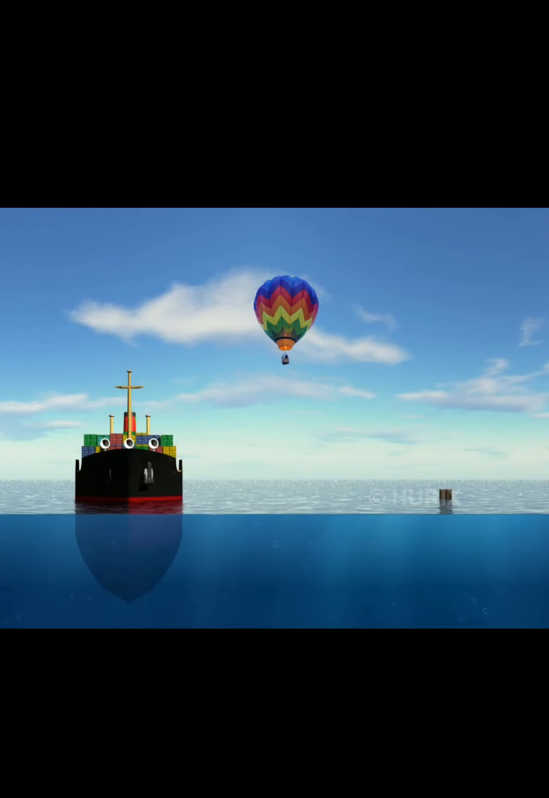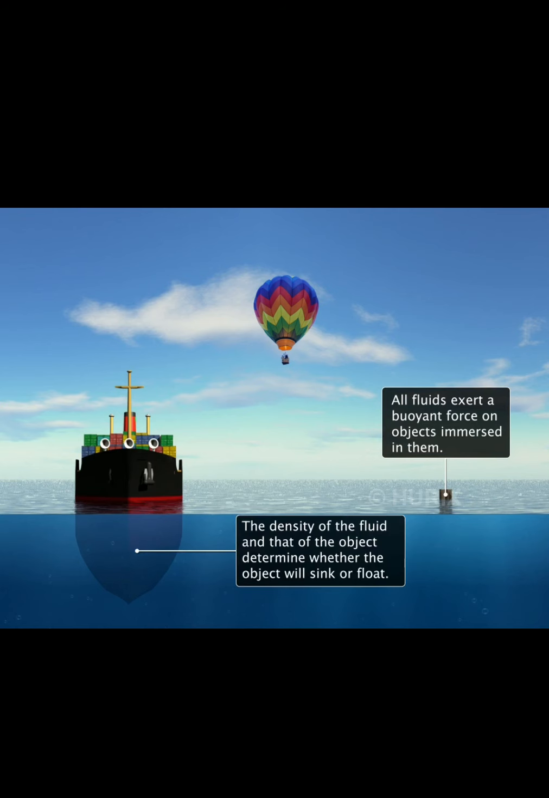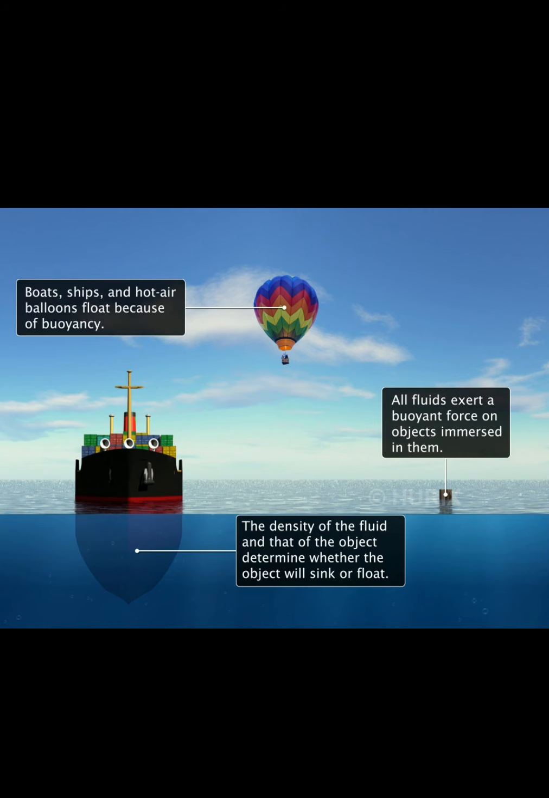So, we have learned that all fluids exert a buoyant force on objects immersed in them. The weight of the displaced fluid is equal to the weight of the object immersed in it. The density of the fluid and that of the object determine whether the object will sink or float. This fact, along with appropriate modification of shape, is used for building boats, ships, and hot air balloons.